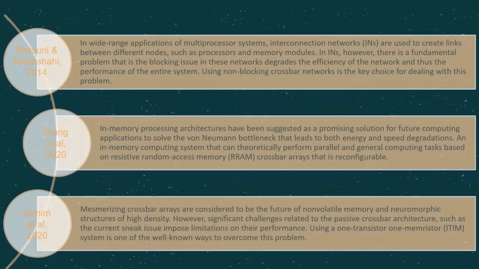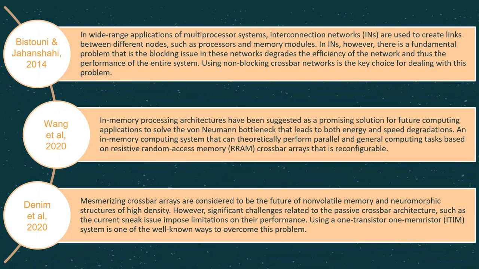According to Bistouni and Jahanshahi in 2014, in wide-range applications of multiprocessor systems, interconnection networks are used to create links between different nodes, such as processors and memory modules. In interconnection networks, however, there is a fundamental problem: the blocking issue degrades the efficiency of the networks and thus the performance of the entire system. Using a non-blocking crossbar network is the key choice for dealing with this problem.